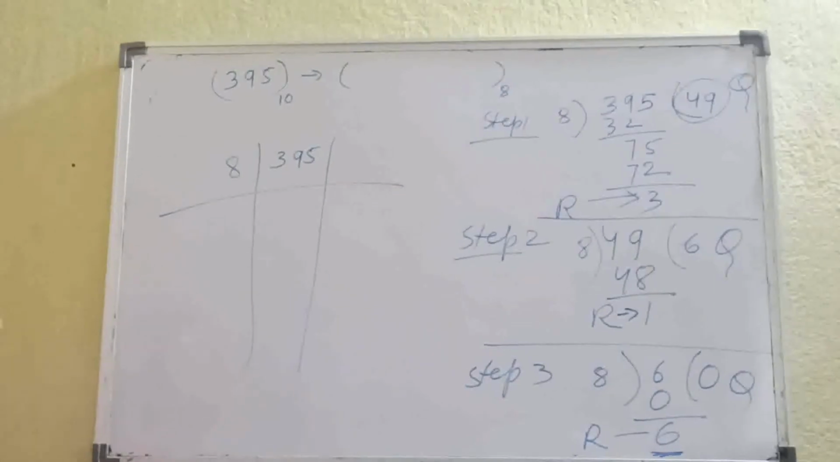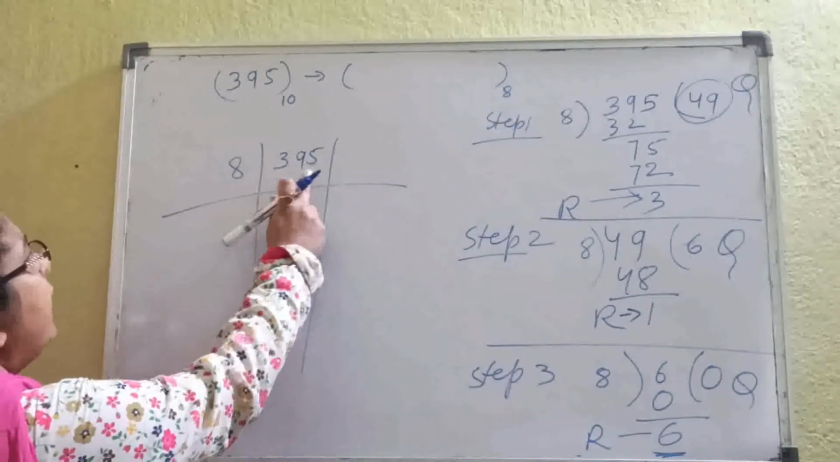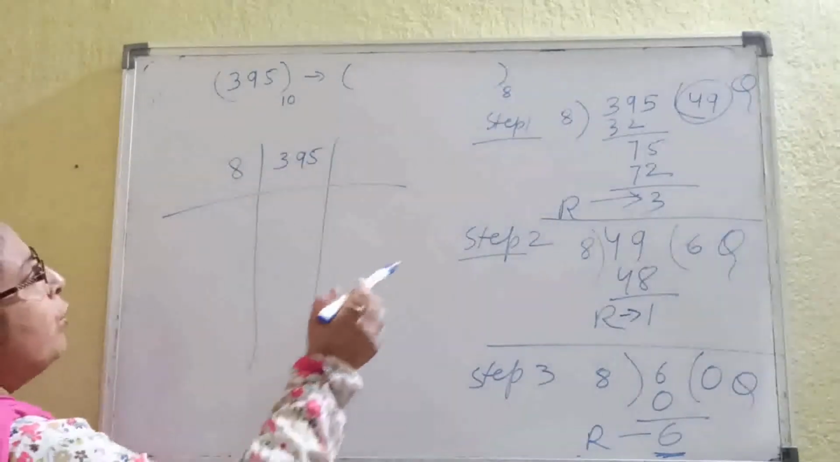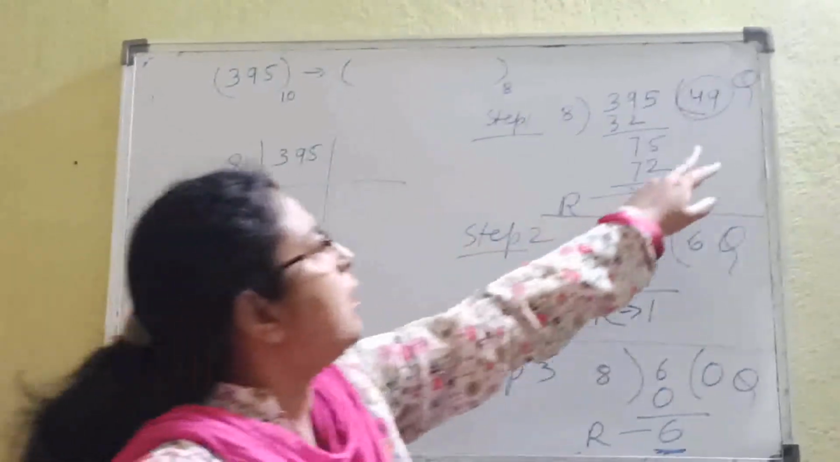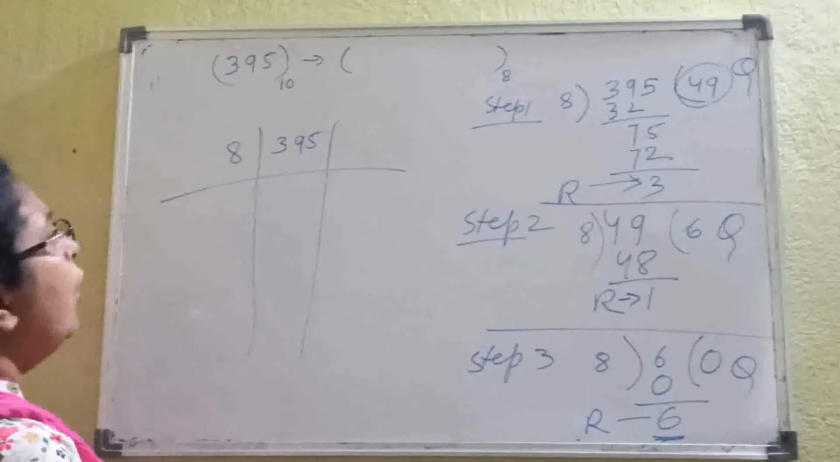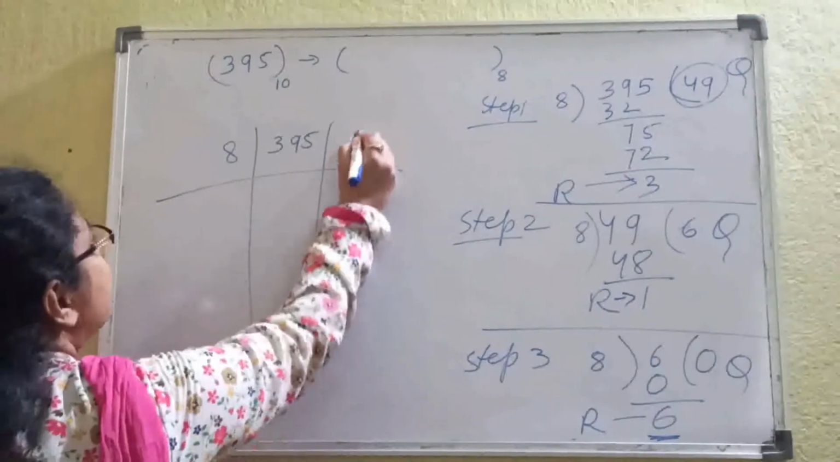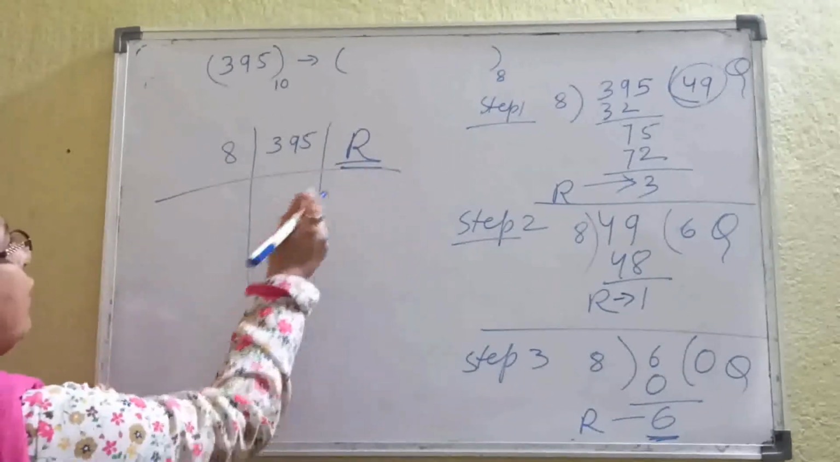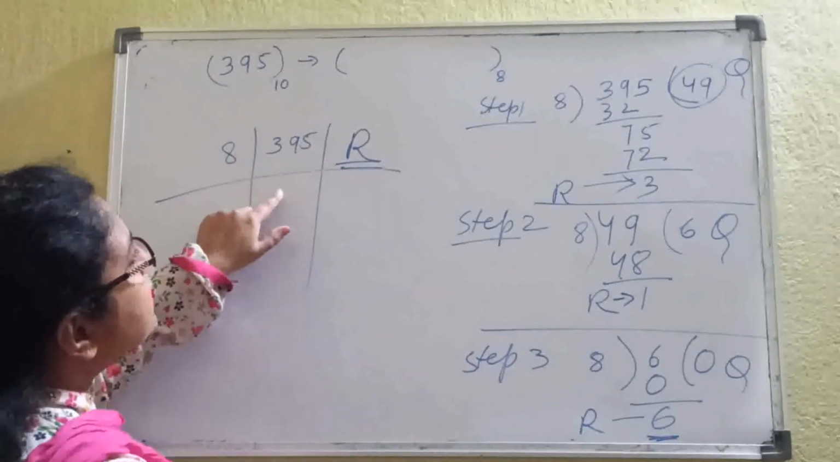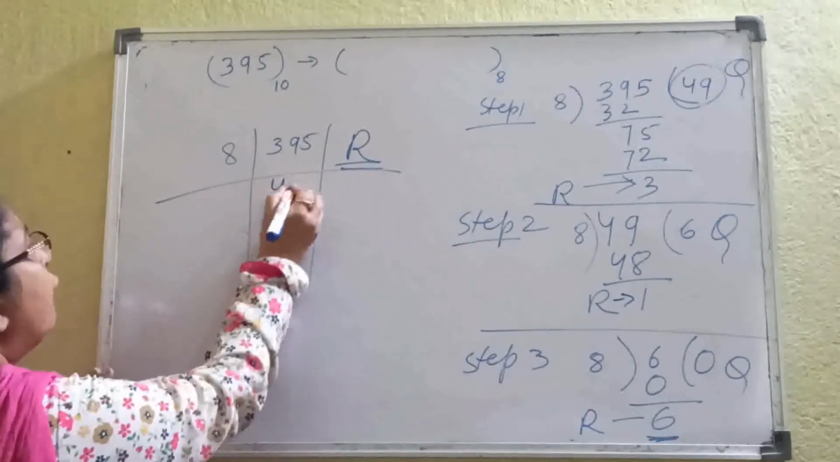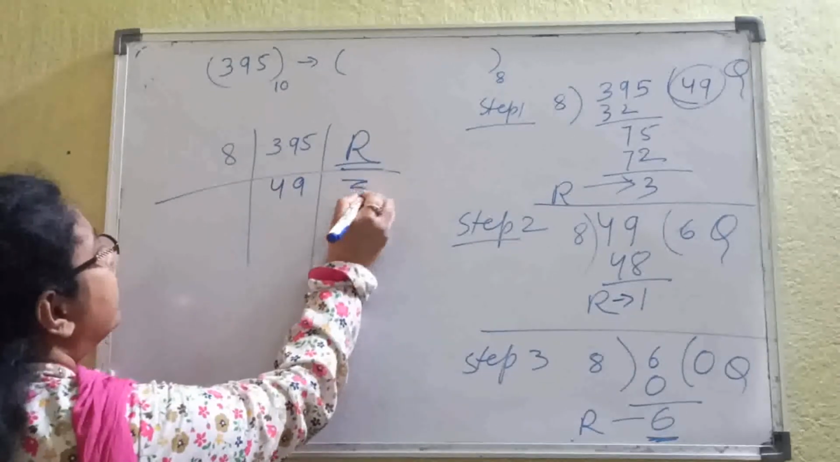Same process is here. Now you see 395 is written. So how do you do it? You have to divide 395 by 8. You can see this is the quotient, this is the remainder. What will you write here? Here is the place for remainder. You can write R also for understanding. And this is the place for quotient. Write here 49. Here write remainder 3.